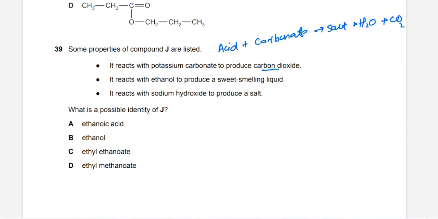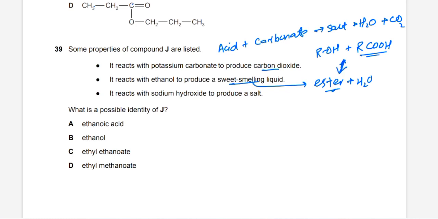Let's see what it says. It reacts with ethanol to produce a sweet smell. A sweet smell is a feature of an ester, and an ester is made from alcohol plus carboxylic acid, with water removed. It can be used in artificial flavors. So it has to be an acid.